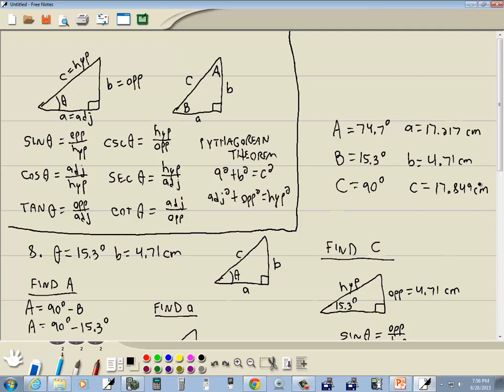And if I just do the quick little check, our largest angle is angle C, and it's the largest side. Our smallest angle is B, and it's the smallest side. So these numbers do seem reasonable. So those would be our answers. Now let me go ahead and clear that problem out, and we'll look at number 9.